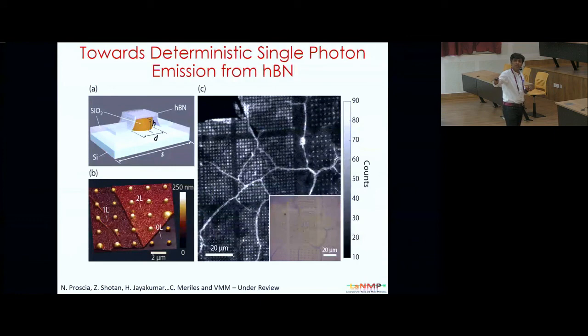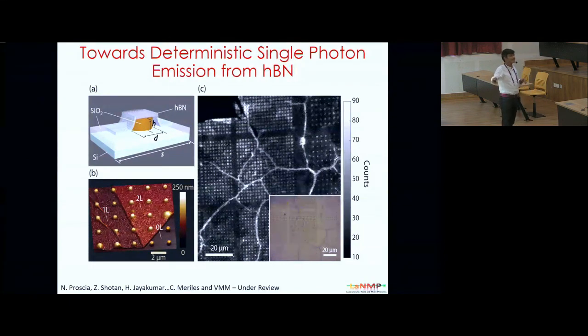So what we do is put this TMD material on top of this hBN. It's not a monolayer, it's about 20 nanometers thick, but it folds like a tablecloth around these pillars. And this is an AFM image that shows 1 layer, 2 layers, and 0 layers, and we can look at the emission pattern that's coming.